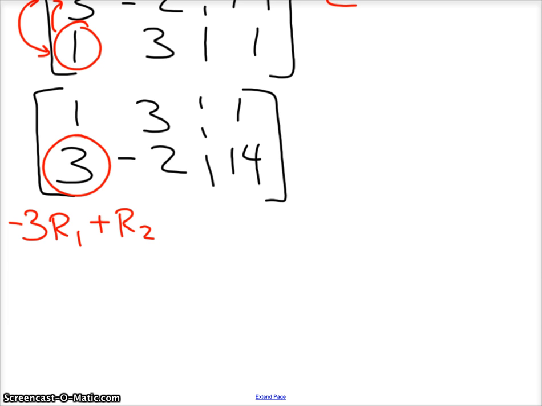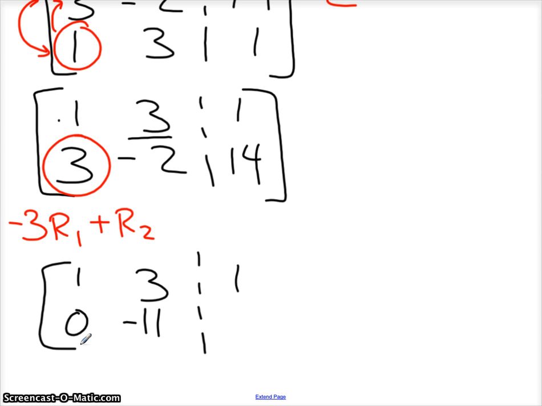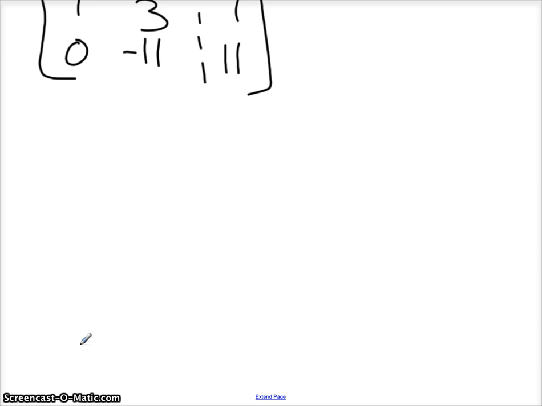So our new matrix is going to, first of all, have the exact same top row. So you're going to still have the 1, 3, and 1. And our new row will be -3 times 1 plus 3, which is 0. Then we'll apply the -3 times 3, which is -9, plus a -2, this is going to be -11. And then we'll have -3 times the 1, which is -3, plus 14 will be a positive 11.